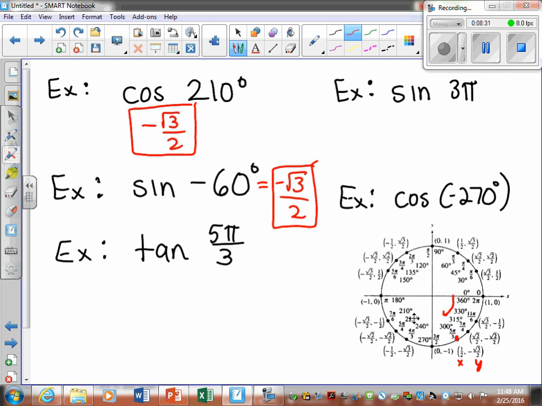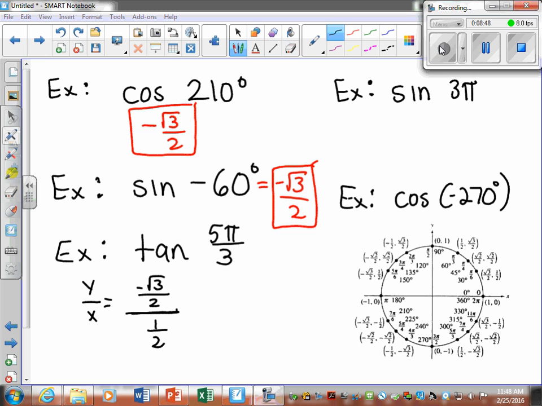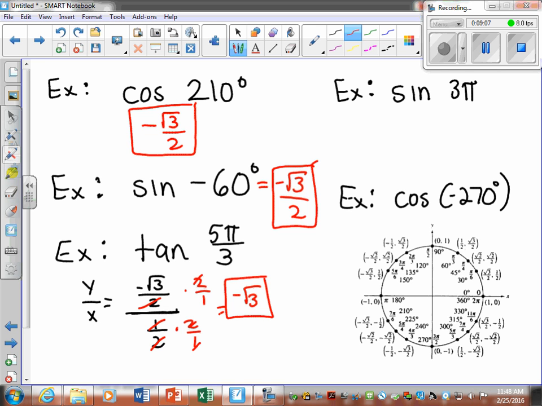Alright, tangent of 5 pi over 3. 5 pi over 3 is right here. It's that same coordinate, but we want to do our y value over our x value, so we're going to calculate that algebraically. Okay, that's going to be our y over x. Now let's do some algebra to it and multiply by the reciprocal and simplify. So that just means everything cancels here. These 2's cancel and we get negative square root of 3 over 1, which is just negative square root of 3. Good.